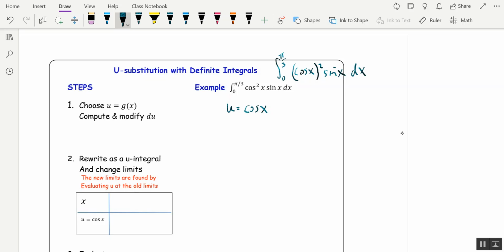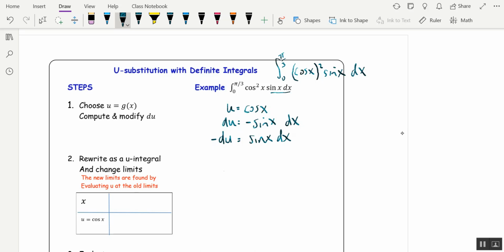That is the inside. And I'm going to take du, which is negative sine x dx. And it's negative because cosine starts with a c. Now I have positive sine x dx, so I'm going to divide both sides by -1. Negative du is sine x dx. All right, next step, rewrite as a u integral and change the limits.